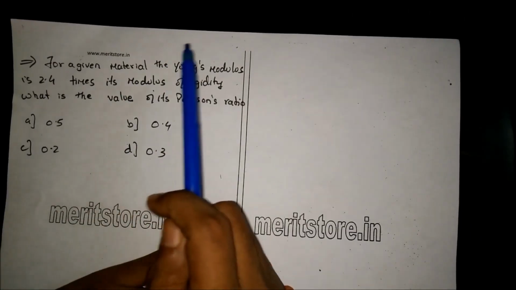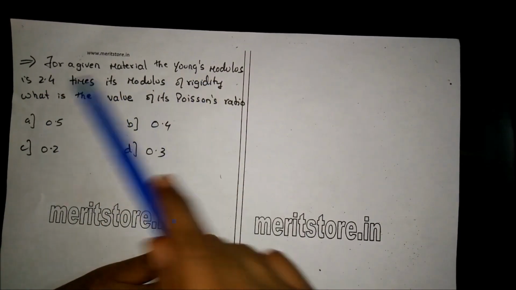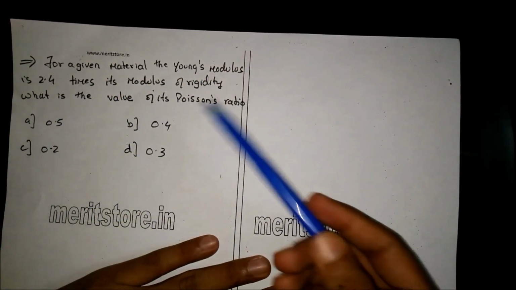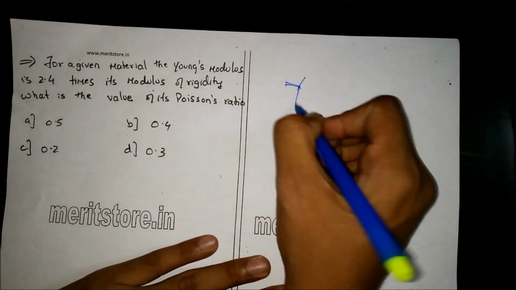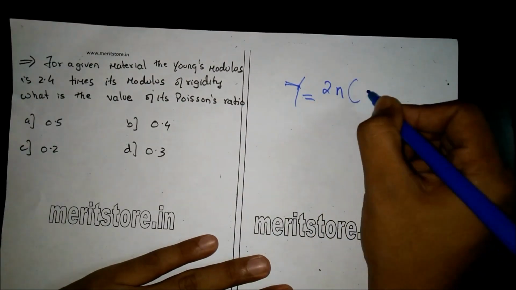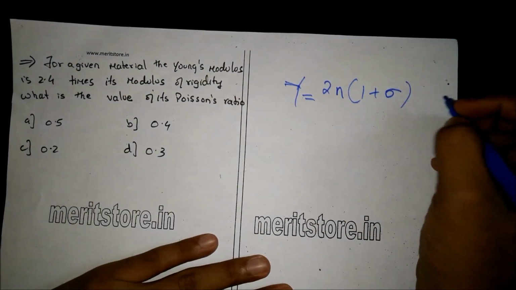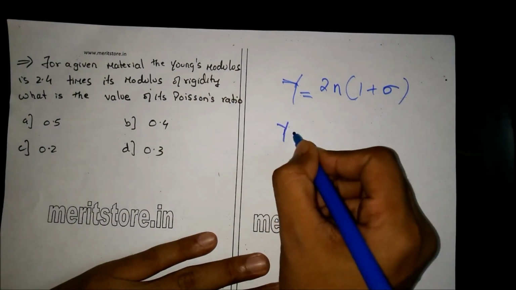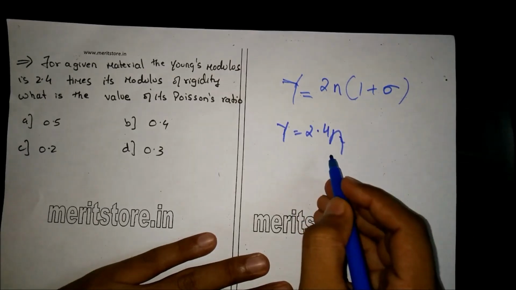For a given material, the Young's modulus is 2.4 times its modulus of rigidity. What is the value of its Poisson's ratio? Here are the options. Now, Young's modulus is given by Y equals 2 into the modulus of rigidity into 1 plus the Poisson's ratio. Now, it is given that Y is 2.4 into n, the modulus of rigidity.